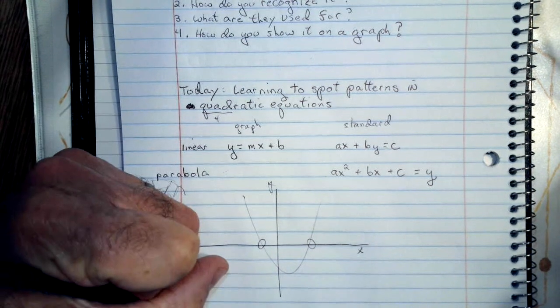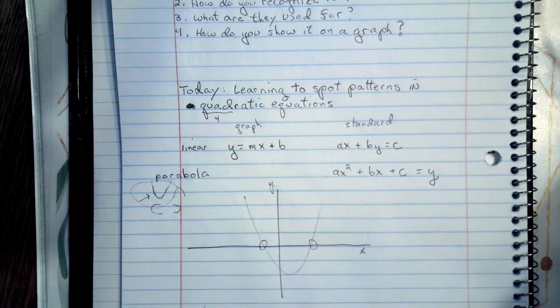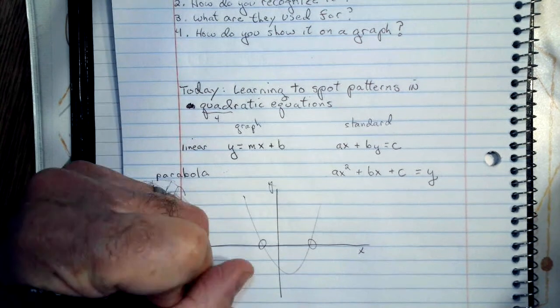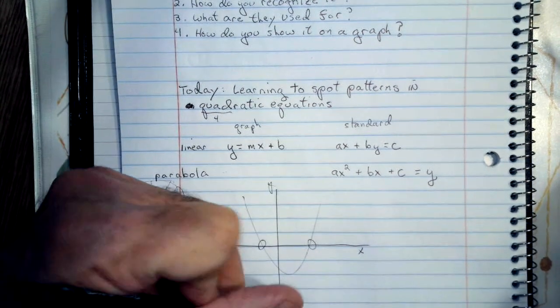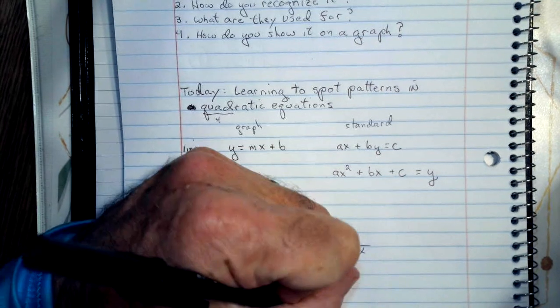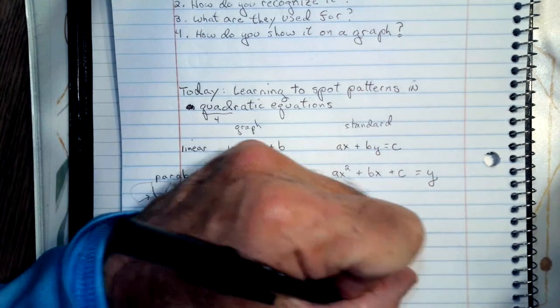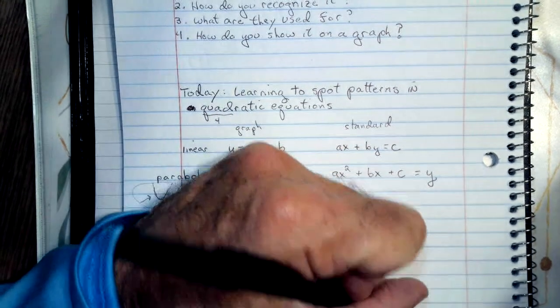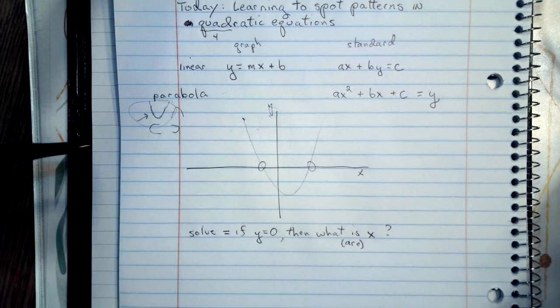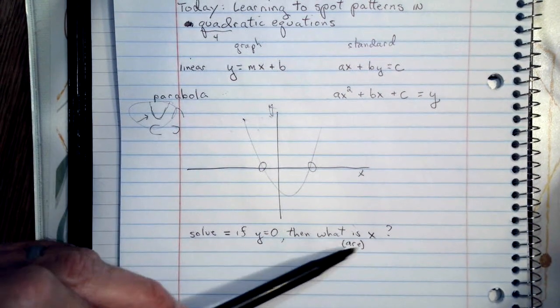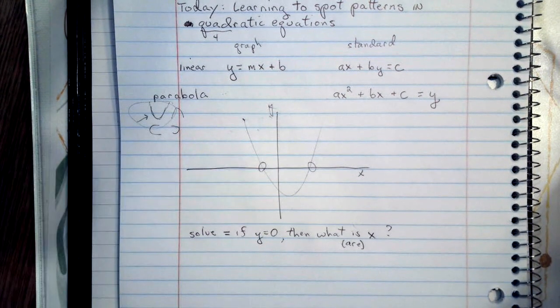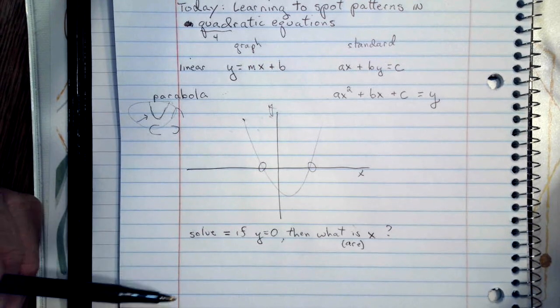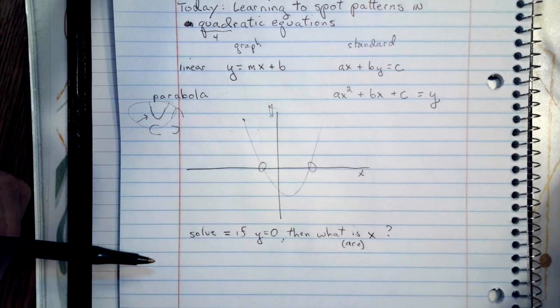So again, solve in a quadratic equation means if y is 0, then what is x? Or in this case, there are two of them. So what are the x's? In this case, I've got two things. Well, I don't know, I just drew a random thing, so I can't answer that question here. But every quadratic equation has solutions, sort of.